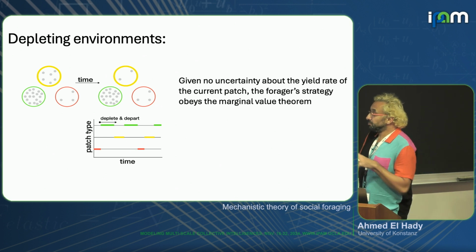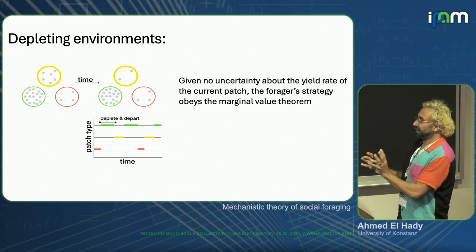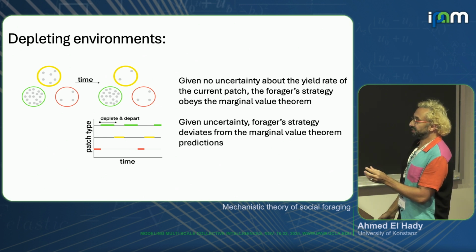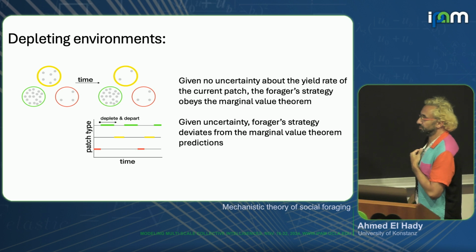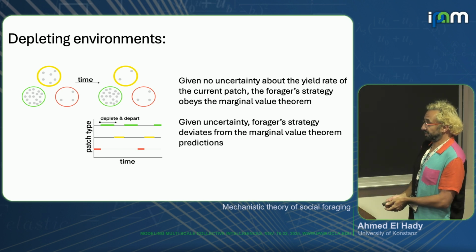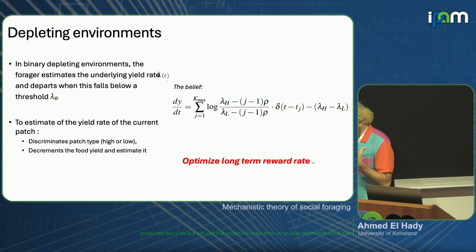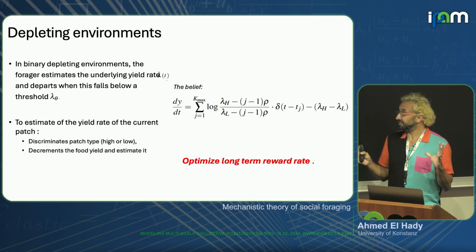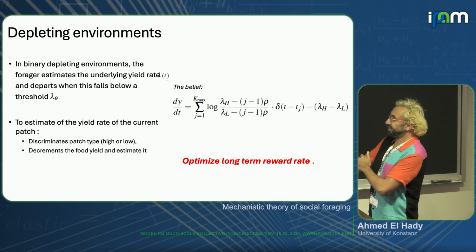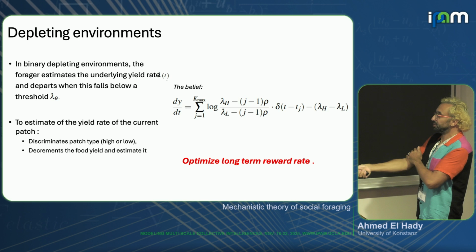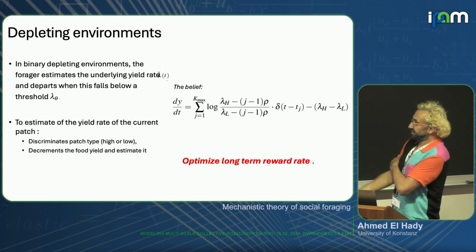If I have no uncertainty, if the animal knows the structure of the environment, then basically the strategy will obey the marginal value theorem. But if I have uncertainty, the forager strategy will deviate from the marginal value theorem prediction. Let's see systematically how this happens. So in the depleting environment, what we are proposing is that the animal is not really optimizing the time to arrive, and the high patch is doing what one would expect, which is to optimize the long-term reward rate. How do I optimize my long-term reward rate in, for example, the binary depleting environments?